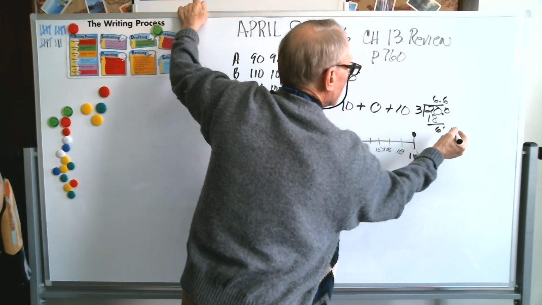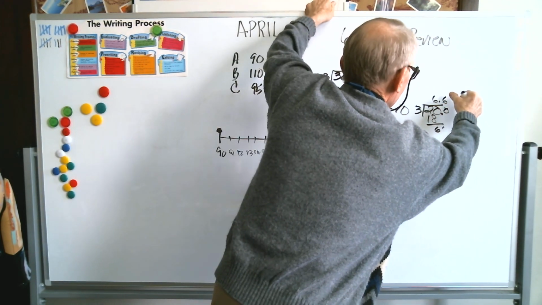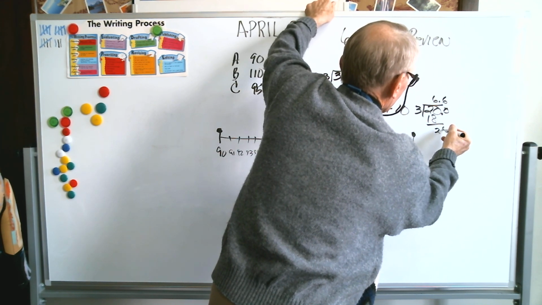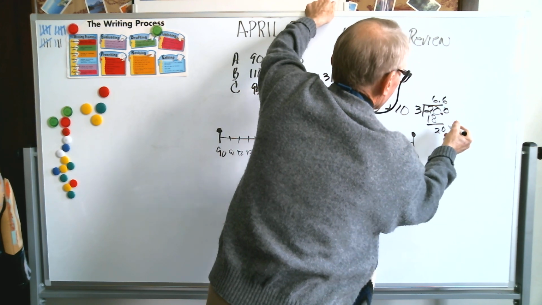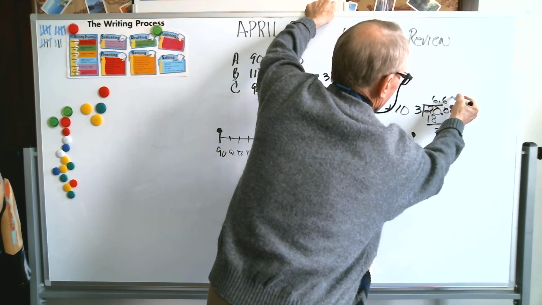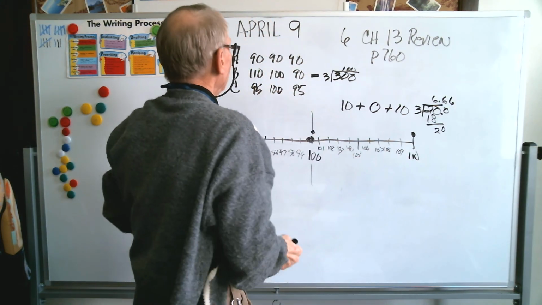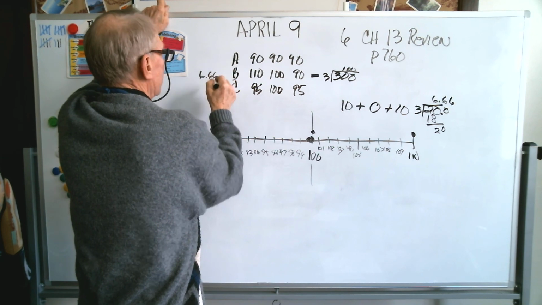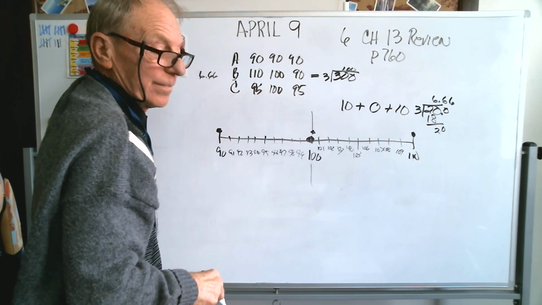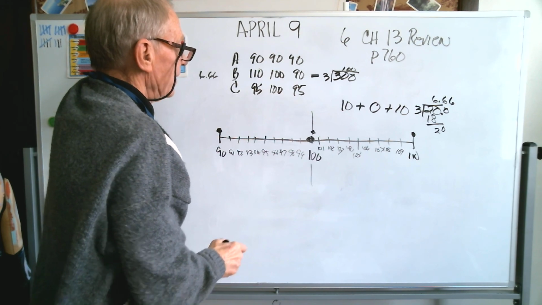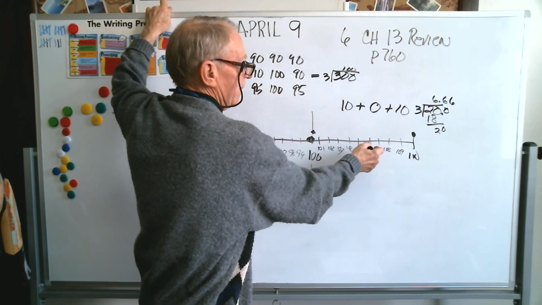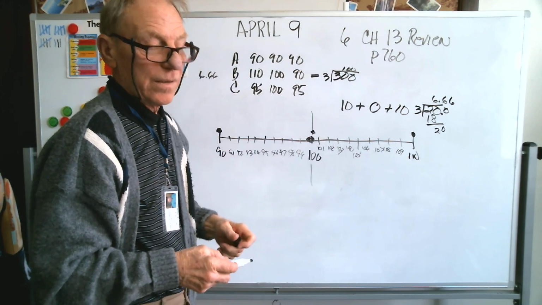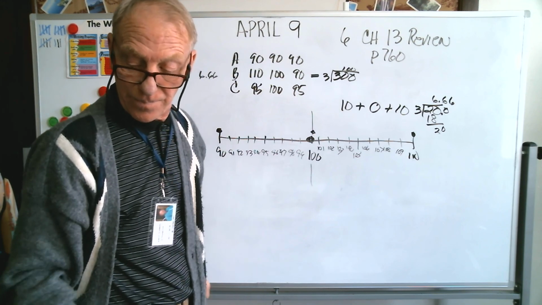Oh, wait a minute, I take that back. We'll bring our 0 down. So it's going to be 6.66. So our mean absolute deviation for B is 6.66. That's how many increments it deviates from what our mean, which we determined was 100.